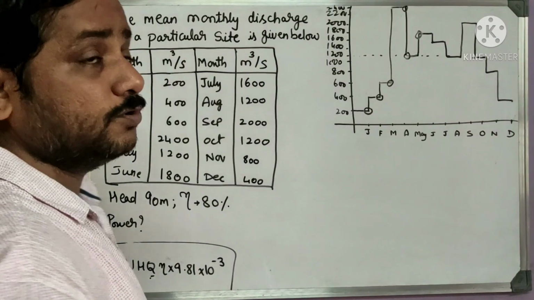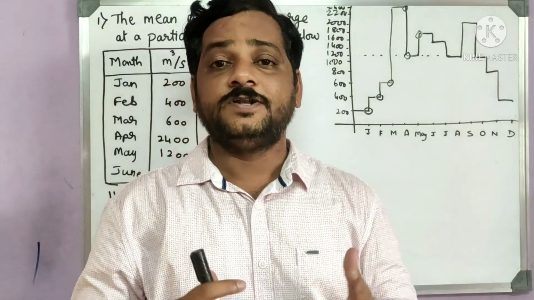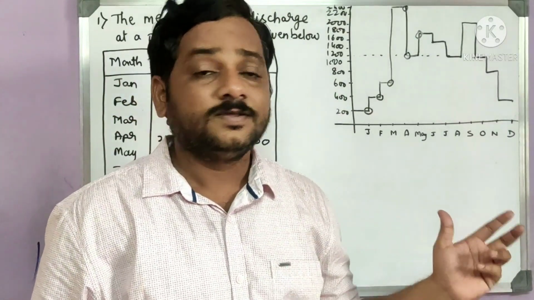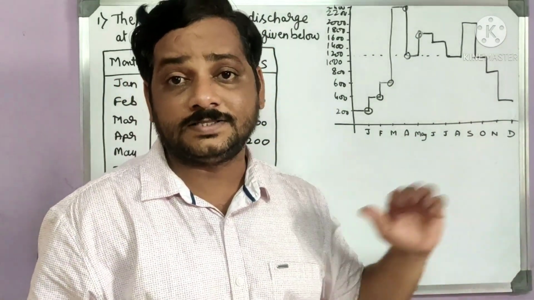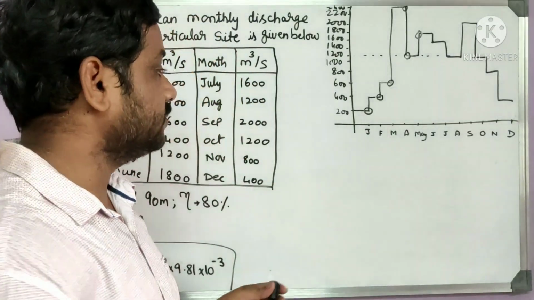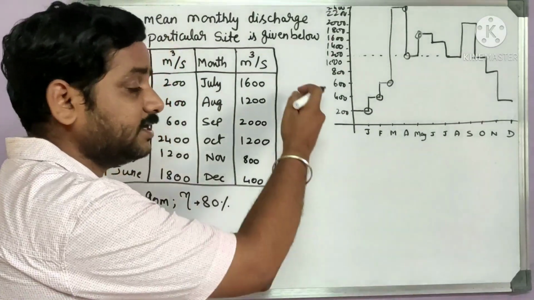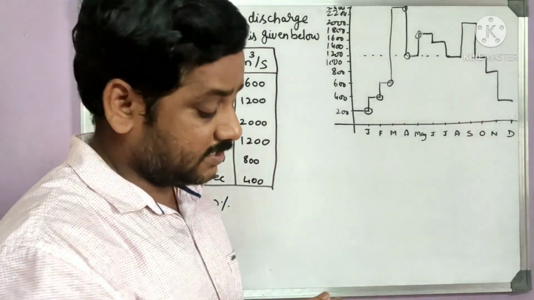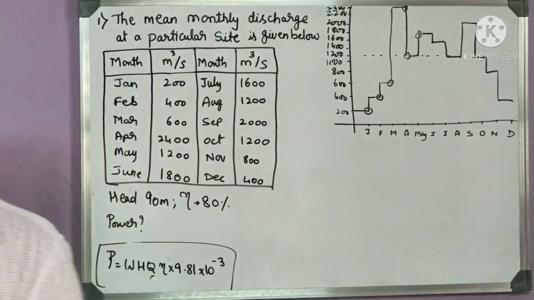Now let's have a look over the flow duration curve. To plot the flow duration curve, we need to have a table where it has to give the percentage of time. Here it is given in terms of months, whereas flow duration curve is going to be a plot with respect to the percentage of time, and in the y-axis it will be a discharge. So now let's have a look over how to calculate the table which will give the percentage of time.